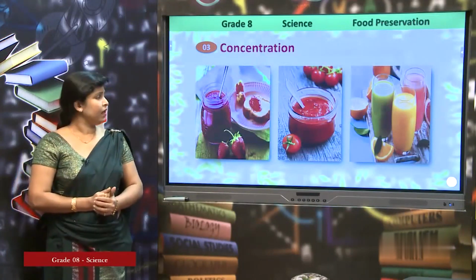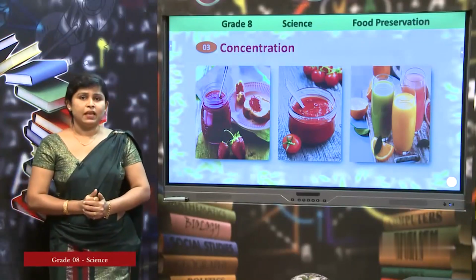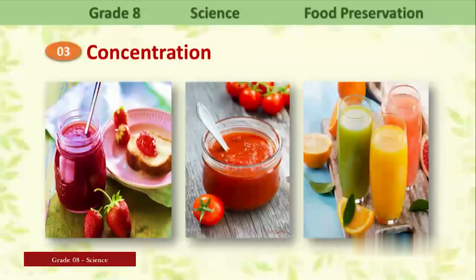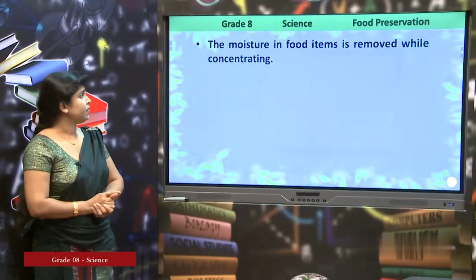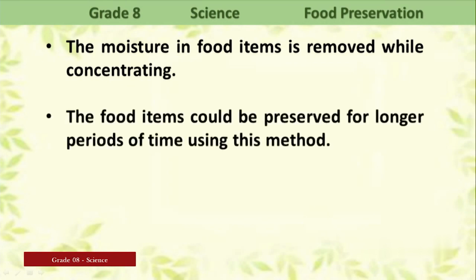Concentration. I have given you several diagrams of concentrated food like jam, cordial, then chutney. Those are concentrated food. What do you mean by concentration? While concentrating, the moisture in food items is removed. And the food items could be preserved for longer periods of time using this method.